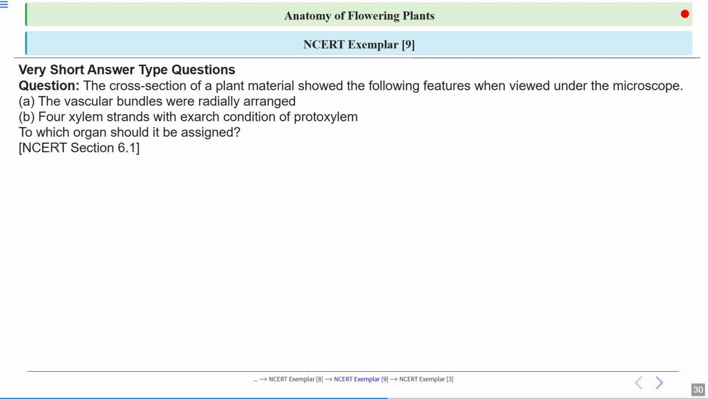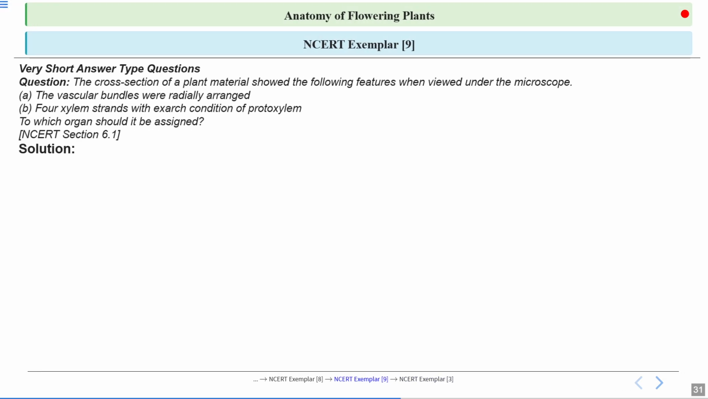This question is coming from the NCERT section 6.1. Let us see the answer part of this question. So root is the organ which shows the features given in the question. Yes. What type of root? Protoxylem and metaxylem are there. Exarch condition they talked about. So this we see in the case of dicot root.